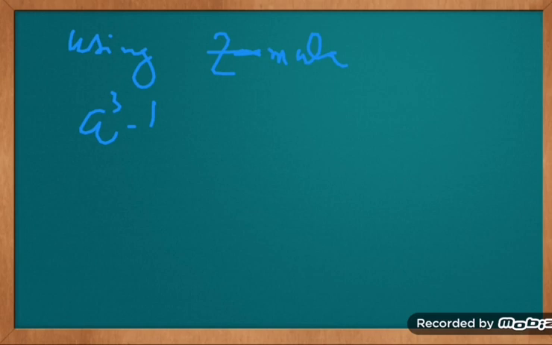Now using the formula a cube minus b cube is equal to a minus b into a square plus ab plus b square.